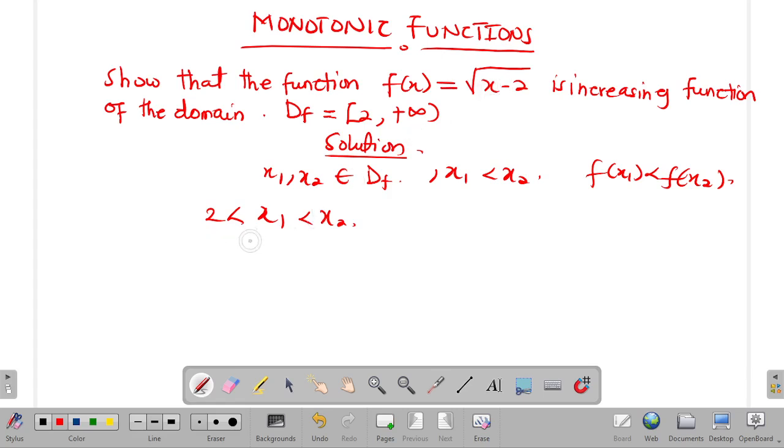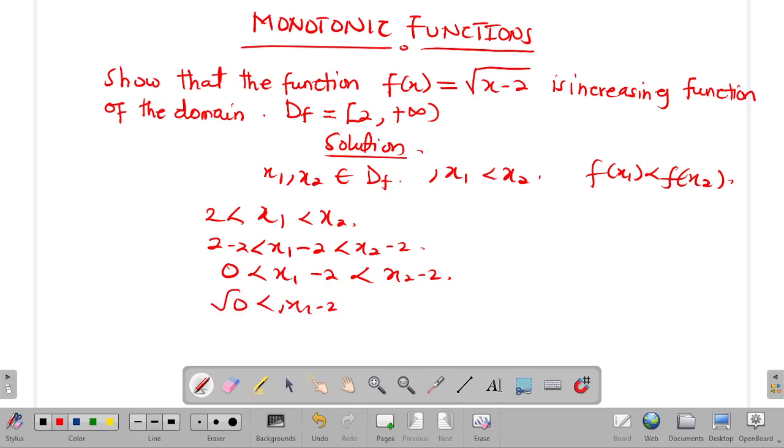So the first thing to do is to subtract 2 from both sides. So 2 minus 2 is less than or equal to x1 minus 2, which is less than x2 minus 2. At this point, you get 0 less than or equal to x1 minus 2 less than x2 minus 2. And you know it is square rooted, so you take the square root of 0, less than or equal to the square root of x1 minus 2, less than the square root of x2 minus 2.